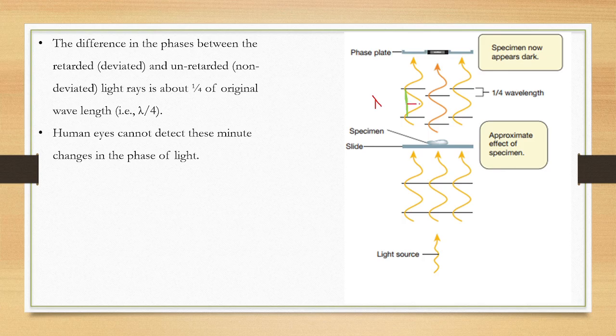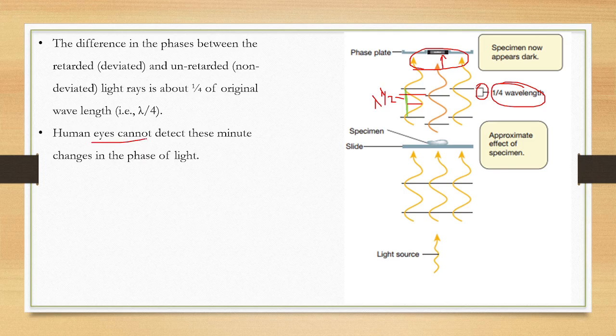So this is lambda by 2. This one is lambda by 2. And what is this one? This one is the lambda by 4 of the wavelength. So this much change occurs. As a result, these light rays reach the faceplate a little slower. So these phase changes cannot be detected by the human eyes.